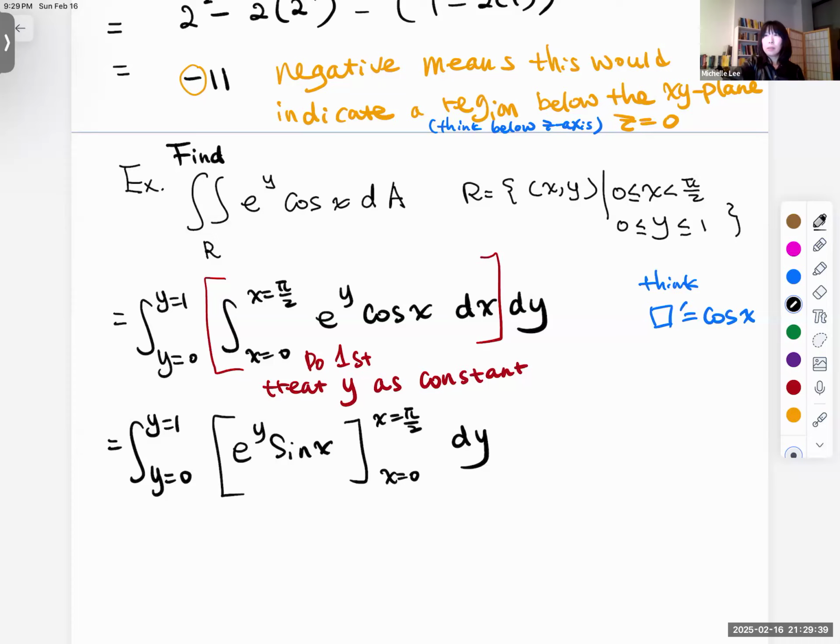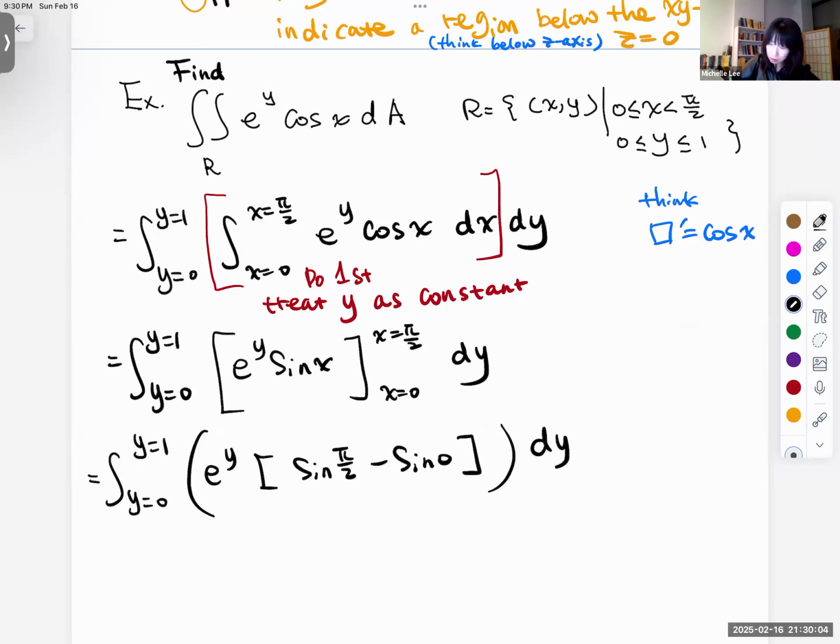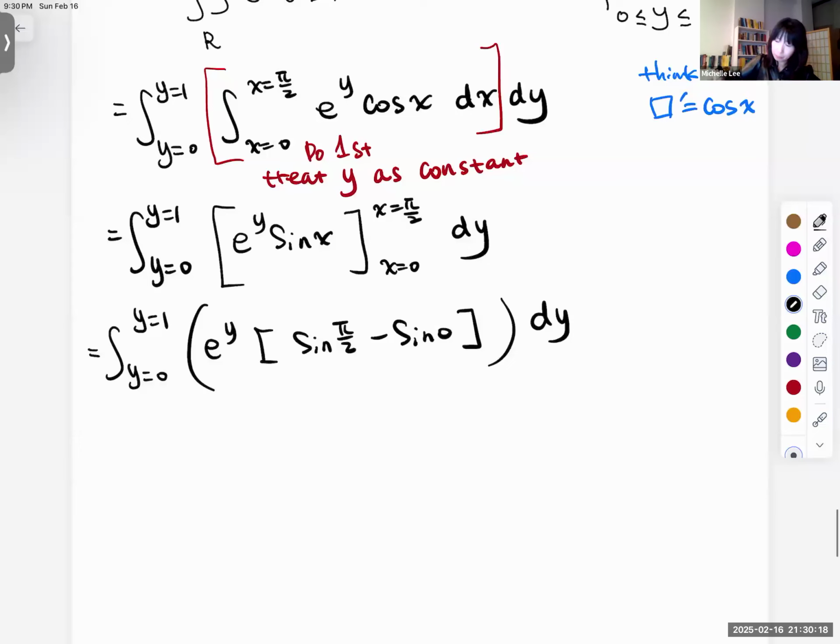Okay. We have y equals 0 to 1. E to the y is not a function of x, it's a constant, so let's take it out, right? Now sine pi over 2 minus sine 0, and later on we integrate with respect to y. Okay, sine pi over 2, what do you get? It's 1, and sine 0 is 0, right?